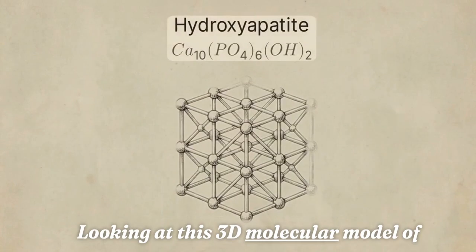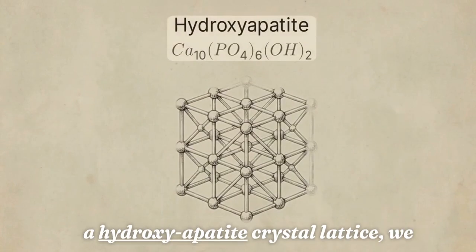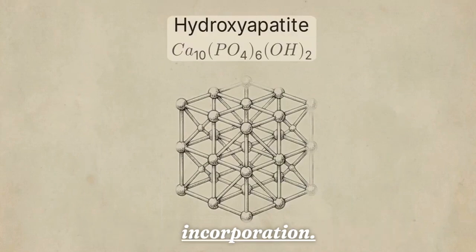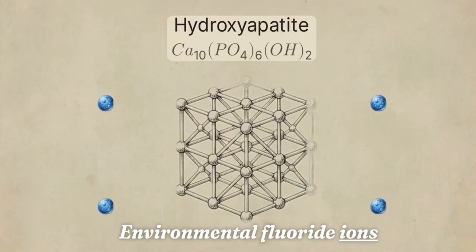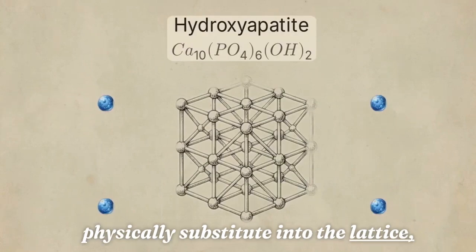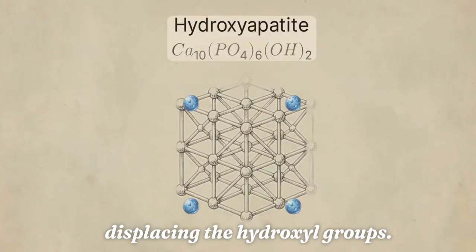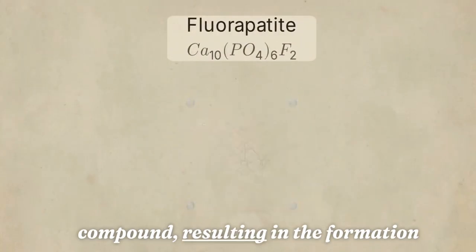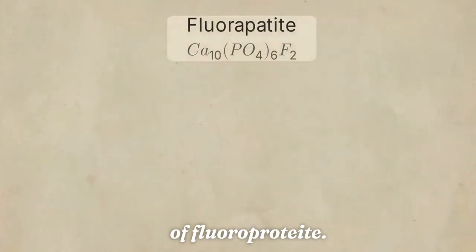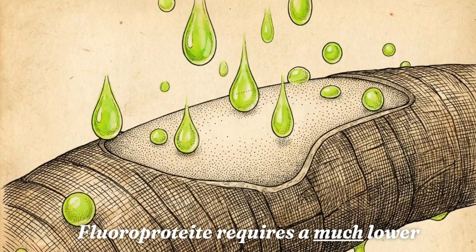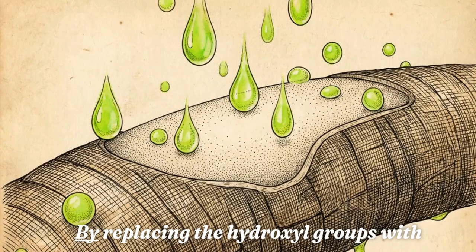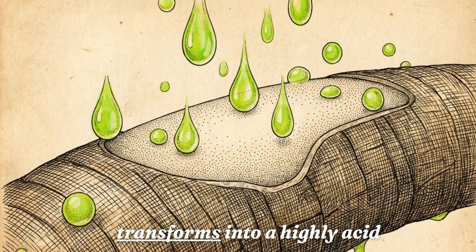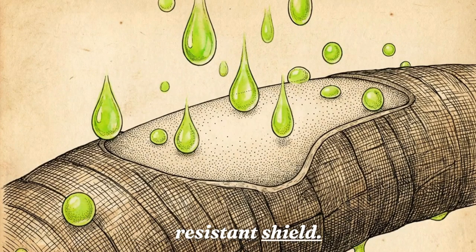Looking at this 3D molecular model of a hydroxyapatite crystal lattice, we observe the precise mechanism of incorporation. Environmental fluoride ions physically substitute into the lattice, displacing the hydroxyl groups. This one-for-one ionic swap alters the compound, resulting in the formation of fluoroapatite. Fluoroapatite requires a much lower pH to dissolve. By replacing the hydroxyl groups with fluoride, the root surface physically transforms into a highly acid-resistant shield.